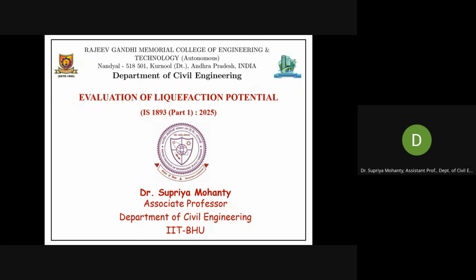I will cover the revised procedure mentioned in IS 1893 Part 1, 2025, and the major revision as compared to 2016, that I will highlight. What is the difference between what was there in 2016 and now in 2025, particularly for liquefaction potential?